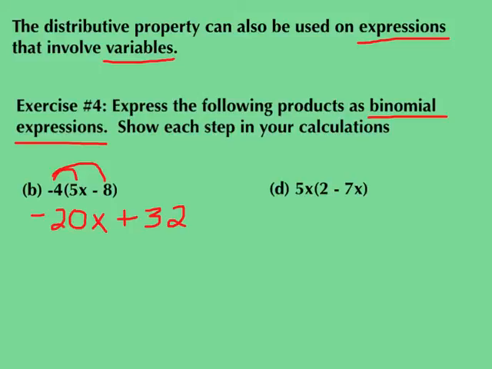Let's move over to D, and we have to really remember some of our polynomial rules. So 5x times 2 is going to give me 10x. 5x times negative 7x, let's remember here it's going to be a negative. 5 times 7 is 35. And whenever I multiply my coefficients, I'm going to add my exponents. So x to the 1 plus x to the 1 is going to give me x squared. So my final answer is 10x minus 35x squared. And both answers are products as a binomial expression.